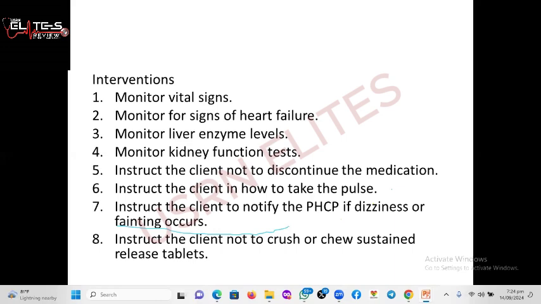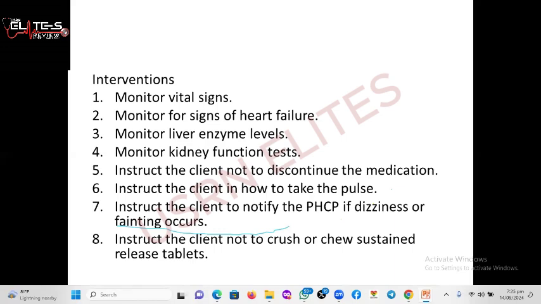Then you instruct the client on how to take their pulse before they take the medication, and after they go on the medication. You instruct clients on signs of hypotension like dizziness and fainting, and that they have to inform the healthcare provider.